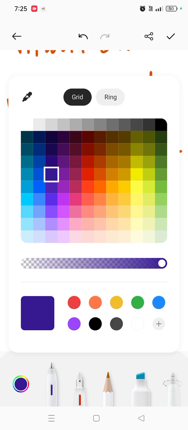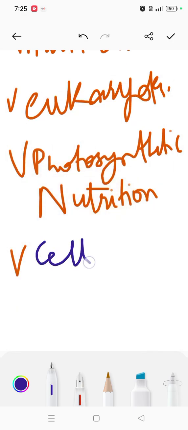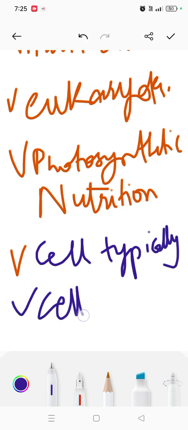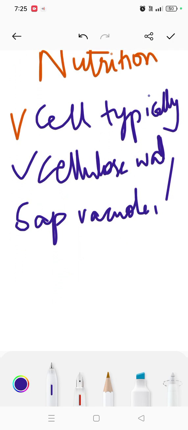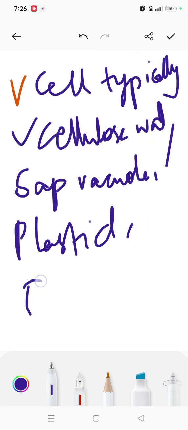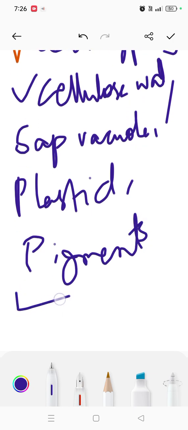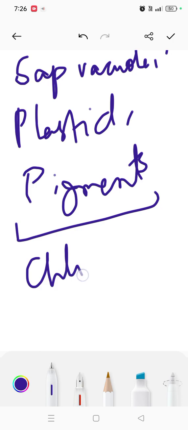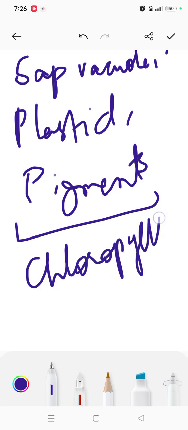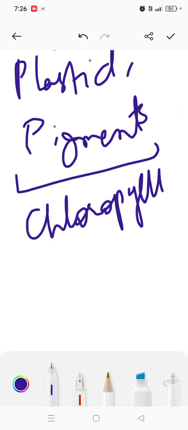Their cells typically have a cellulose wall, sap vacuole, and plastid. You also see pigments as well. Of course, if a plant is green in color, why? Just because it has chlorophyll, which is a green pigment. That's why chlorophyll is there.